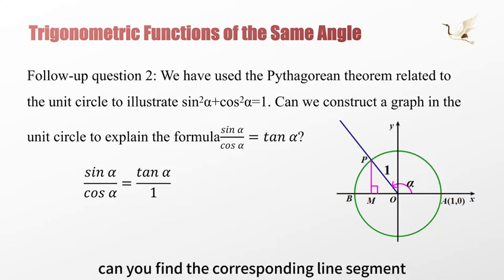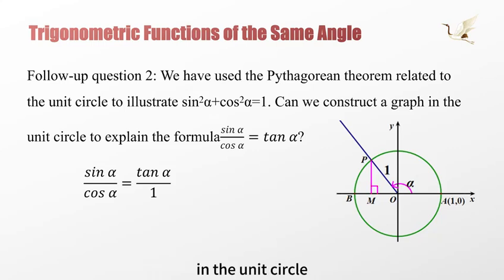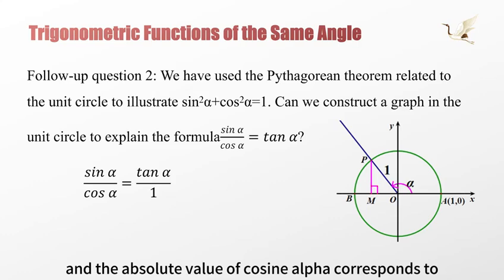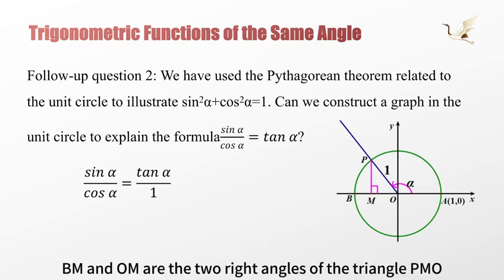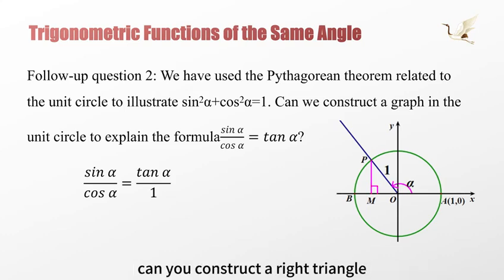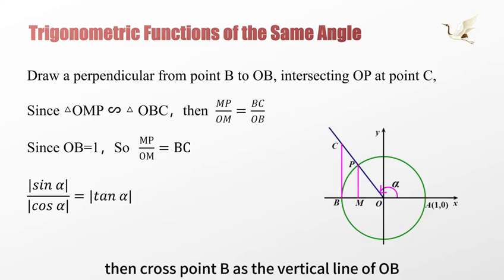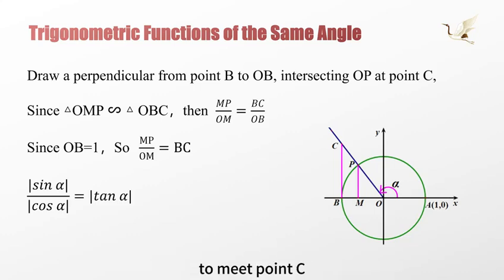Can you find the corresponding line segment in the unit circle? The absolute value of sine alpha corresponds to PM, and the absolute value of cosine alpha corresponds to OM. PM and OM are the two legs of the right triangle PMO. Can you construct a right triangle whose right side is 1 and is similar to the triangle PMO? Then cross point B as the vertical line of OB to meet point C.